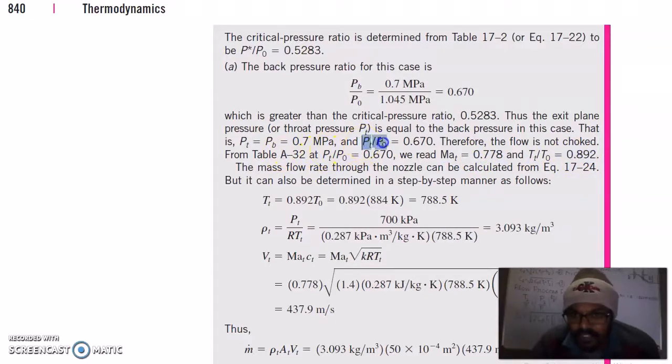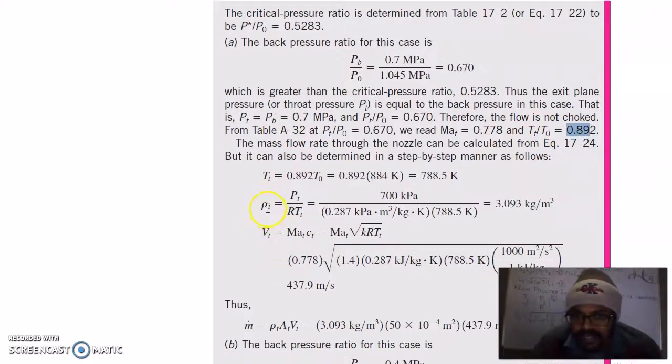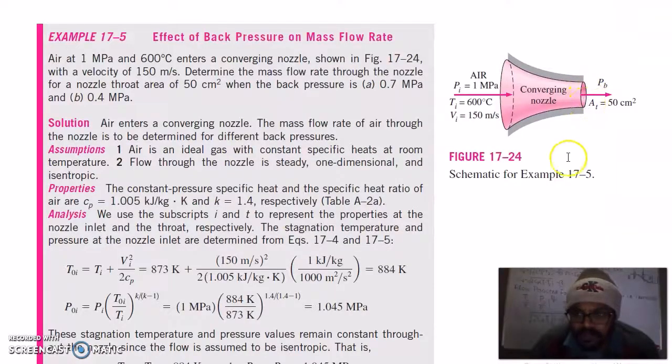Because we have this ratio, that is PT by P naught, we can find the Mach number, and that is your temperature ratio at the throat. So we know this temperature ratio. So we can find the exit temperature, which is 788.5, because inlet temperature is given and the ratio we know from the table. We can also find density at the outlet, which is pressure at the outlet divided by the gas constant multiplied by temperature at outlet, which is 3.093 kg per meter cube. So these values correspond to the outlet condition at the throat.